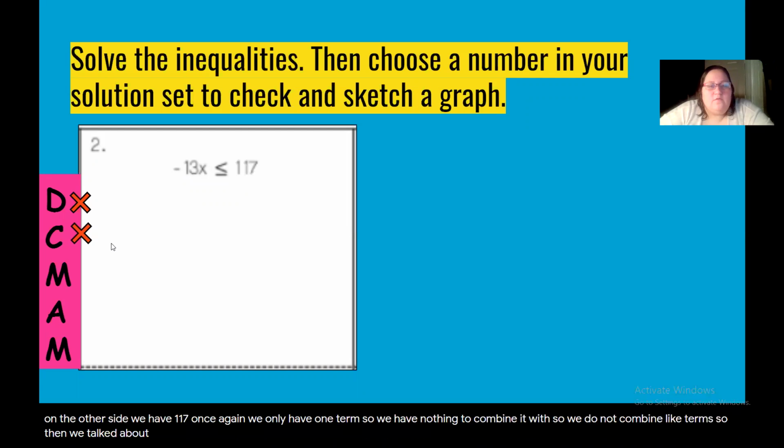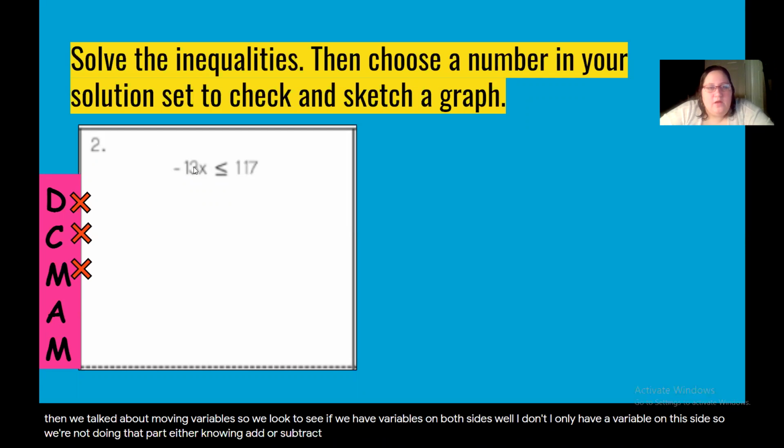So then we talk about moving variables. So we look to see if we have variables on both sides. Well, I don't. I only have a variable on this side, so we're not doing that part either. Then we need to add or subtract. Do I have any numbers that I need to add or subtract from my variable? No, I only have 1 term, so I don't have a constant over there. So I don't have that either.